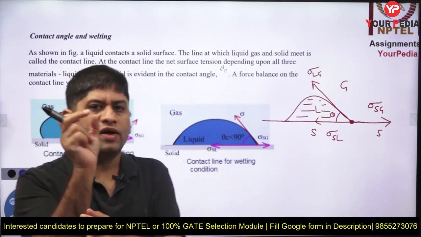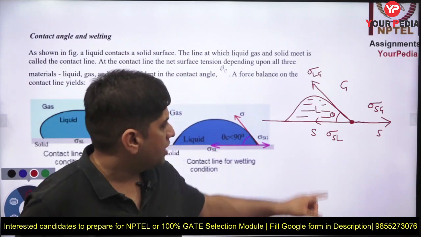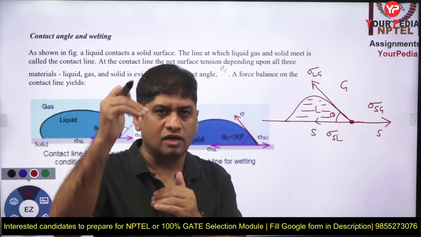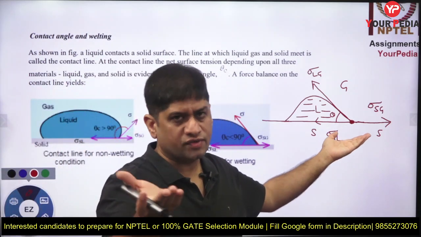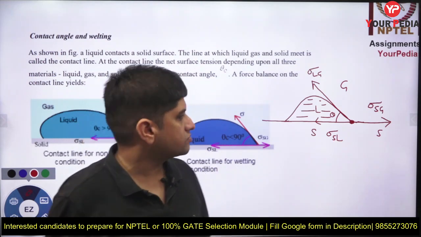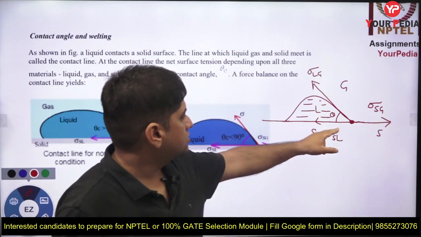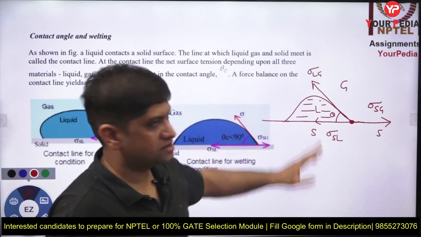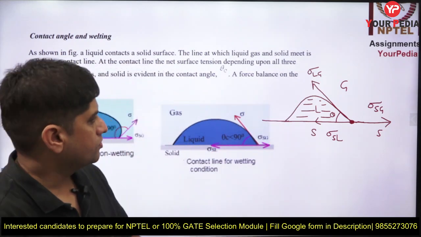So if I take a very small elemental length at this particular point where there is a solid, a liquid and a gas boundary. Solid is the surface container, let us say glass, liquid is water and gas is air. So between solid and gas, this is between the solid and liquid, and this is between liquid and gas, and surface tension is because of the molecular attraction.